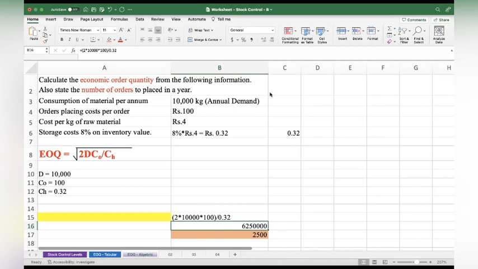Okay. So now we found the economic order quantity as 2,500. So you are supposed to remember this equation. Okay. So you will have the values. You just have to substitute these values into the equation and find out the economic order quantity. Right? Now let's go back to our tute.